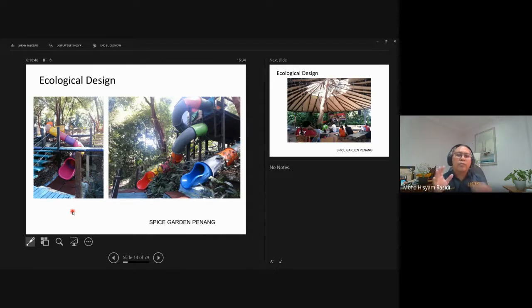So if you look there, the slide follows the landform, and even the staircase as well as the scale of this mechanical.